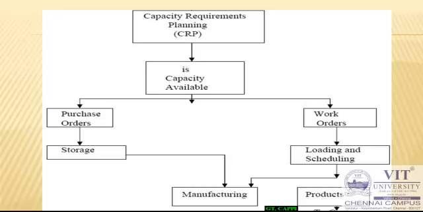Then the route sheets are sent back to the manufacturing department. According to the schedule given to meet the customer requirement, the product is manufactured using this manufacturing. Finally, it is converted into a product, then sent back to the customer. So this is a layout of MRP, that is material requirement planning.